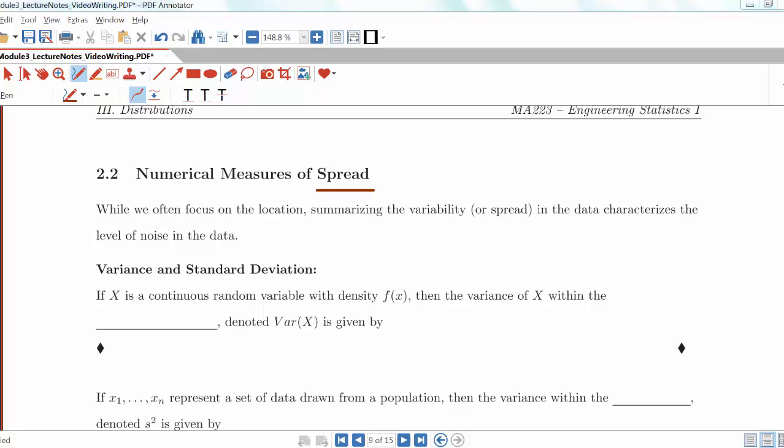Hi, let me see if I can just get this one done a little bit quicker than that last one. The only thing we're doing in this video is looking at the spread of data. In the last video, we were just talking about distributions and location. So now we want some different measures to talk about how spread the data is in a distribution.